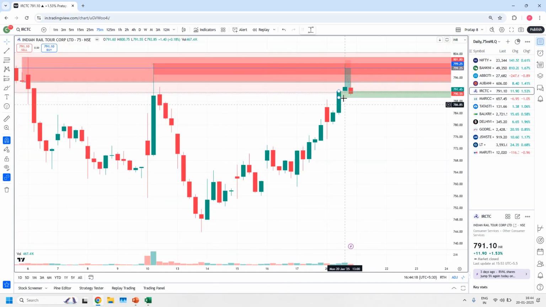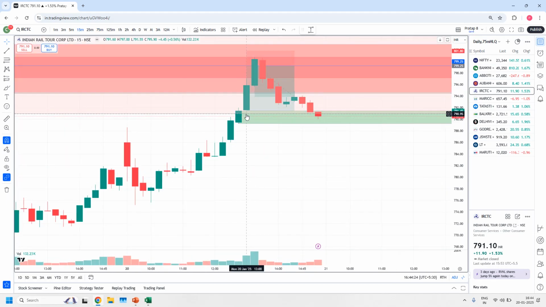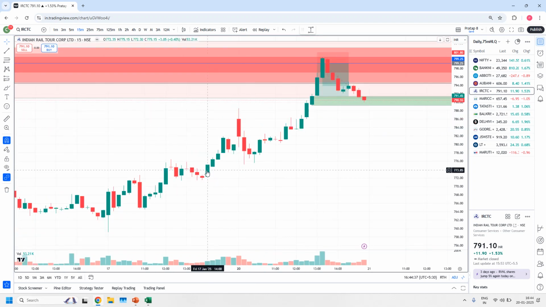Price entered into the zone and reached here. We have a 15 minutes target. See, here we have a rally, base, rally. But when this rally, base, rally was created during the live market, before the market your target could have been somewhere here. Because today is Monday, 20 January, and the previous trading day is Friday, 17th January.